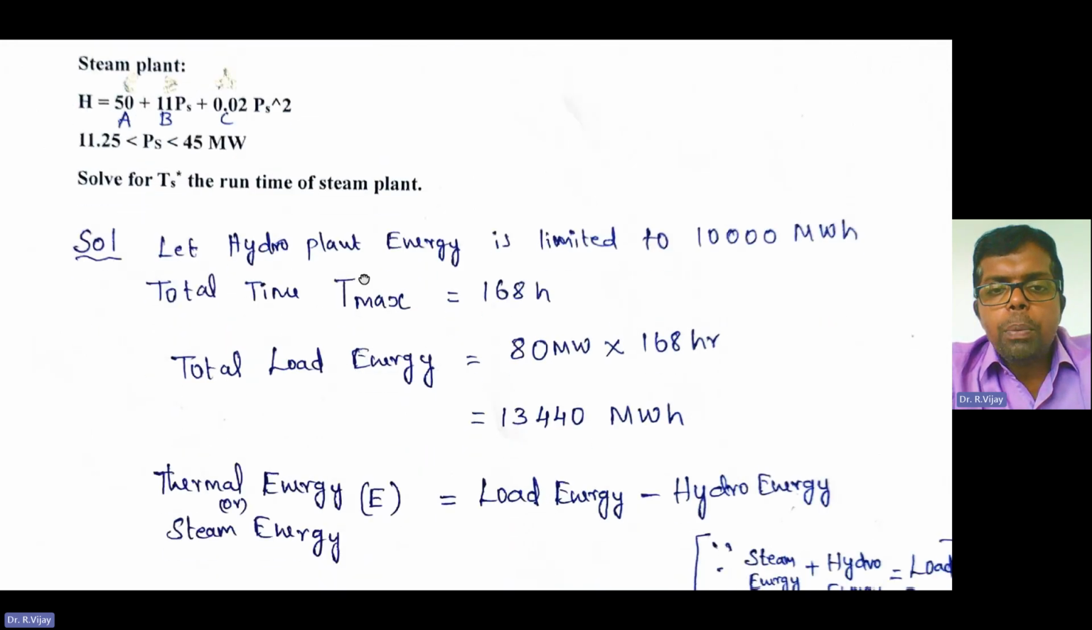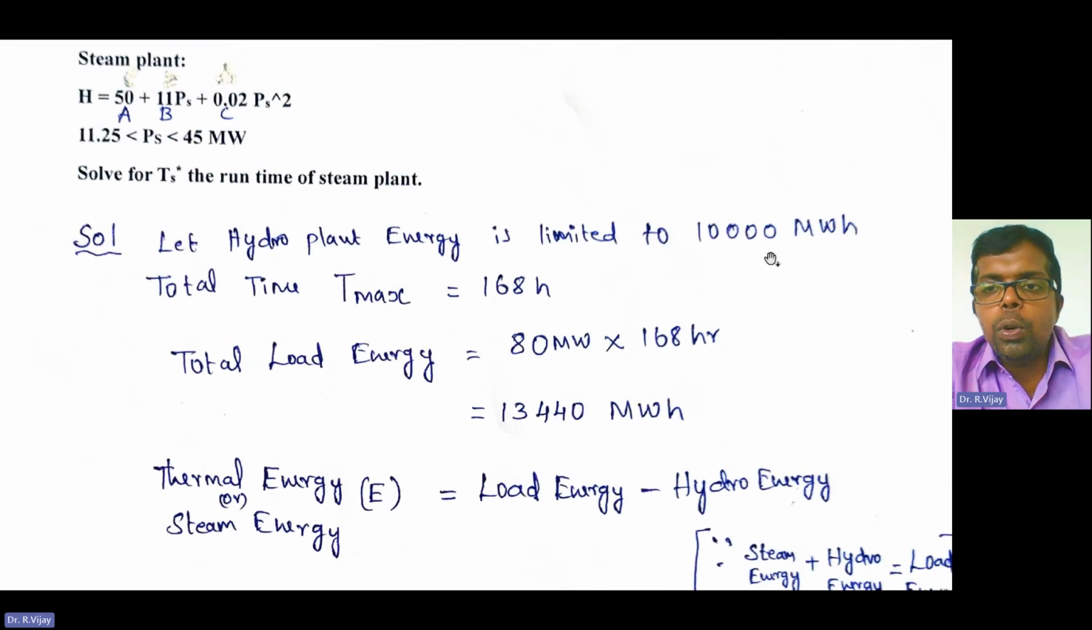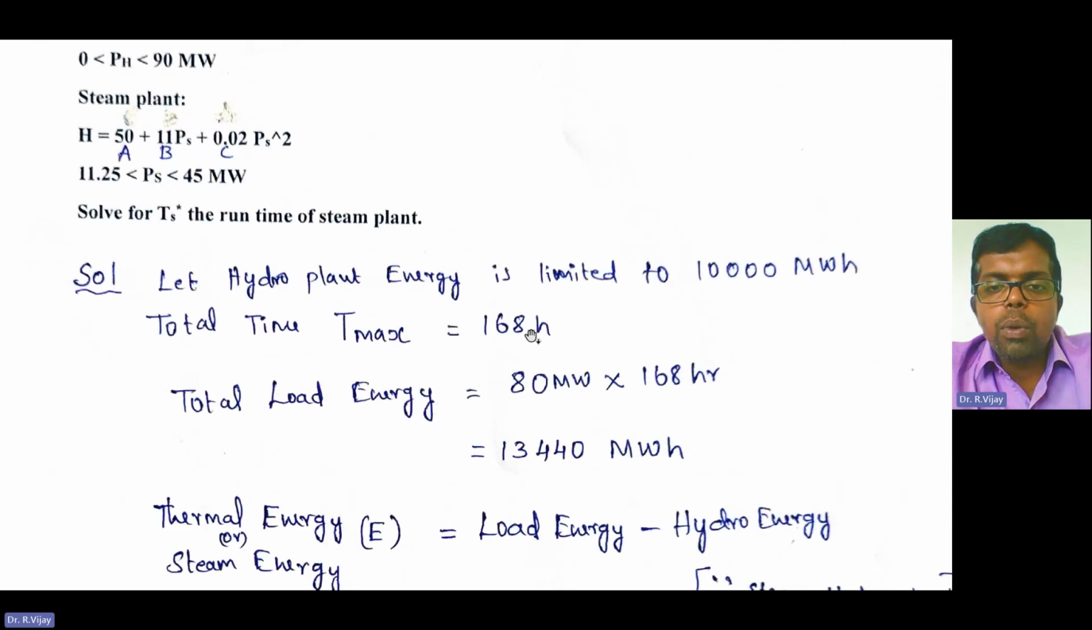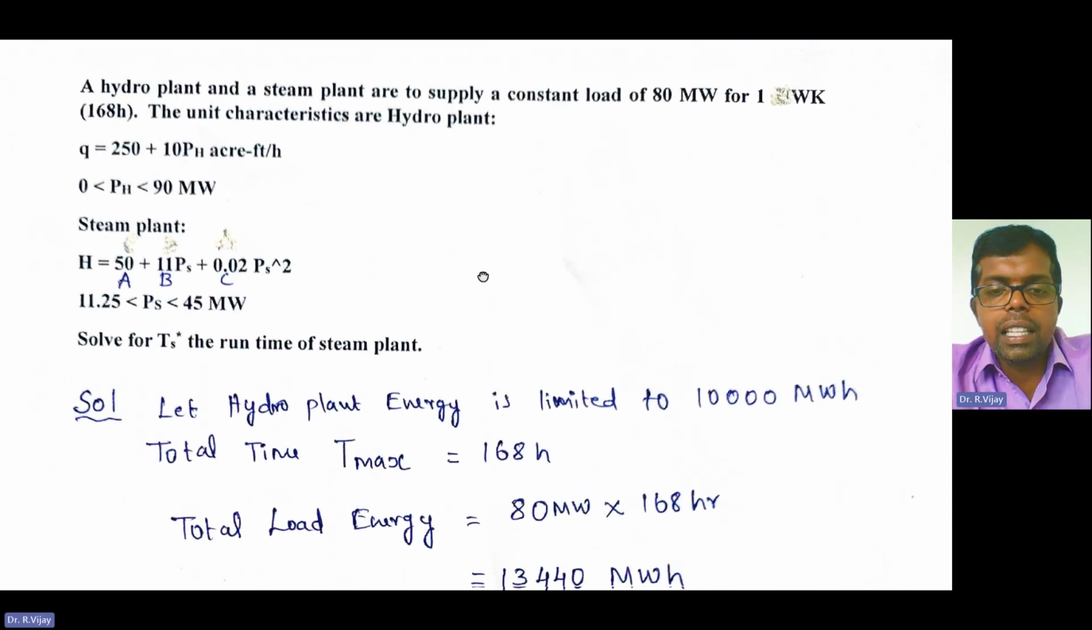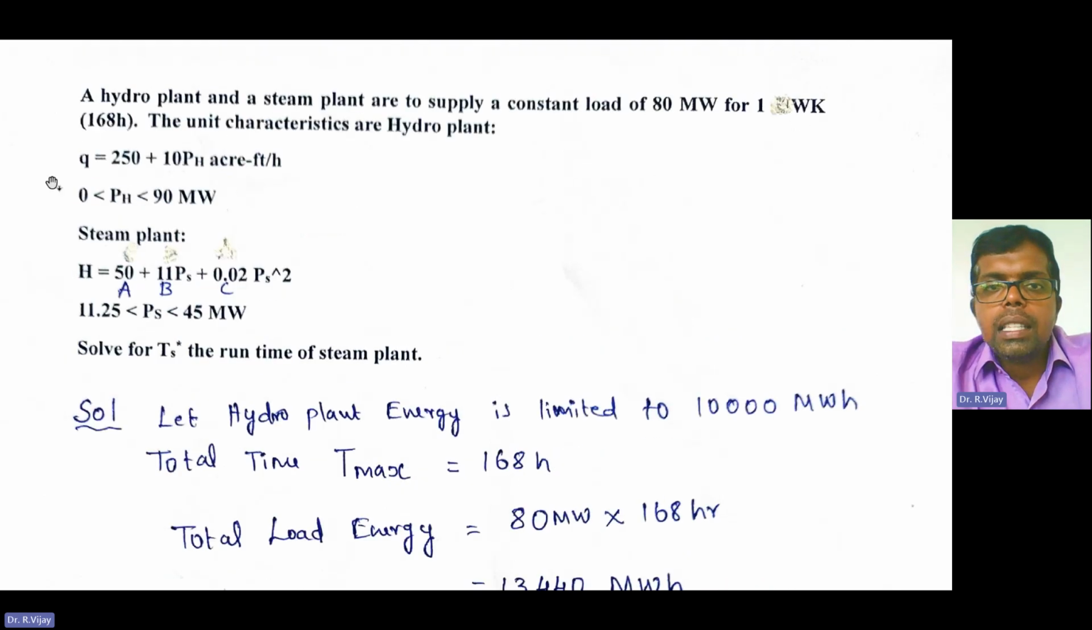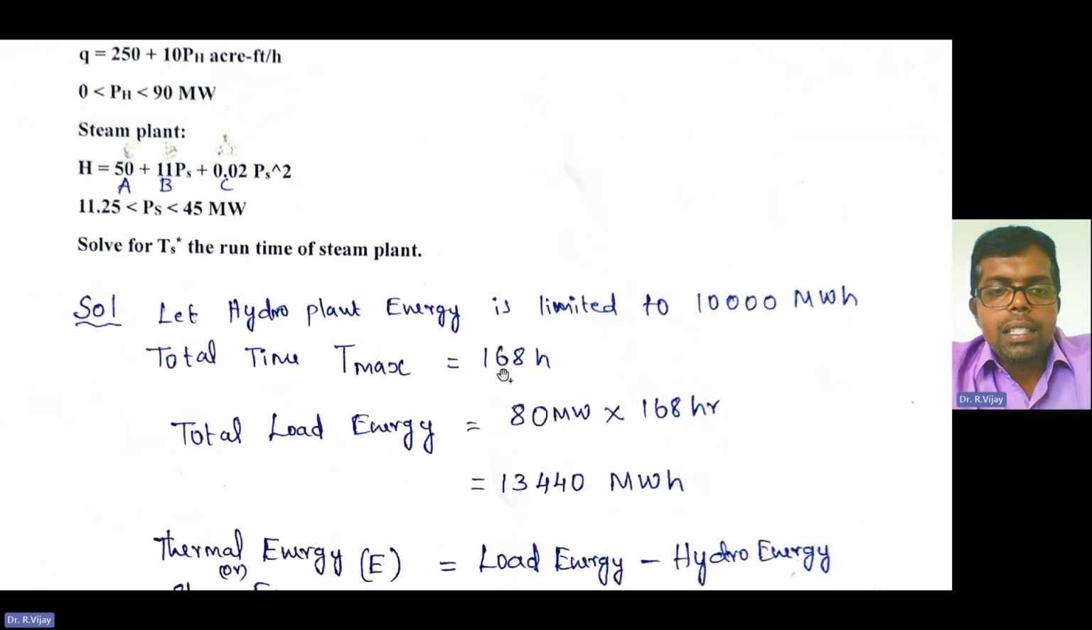Let the hydropower plant energy be limited to 10,000 megawatt hour. This is not given, but we are just assuming that the hydropower plant energy generated is 10,000 megawatt hour. The total time, T max, is given as 168 hours in the problem. Sometimes this time will not be given, so you need to calculate it: 1 week into 24 is 168 hours.